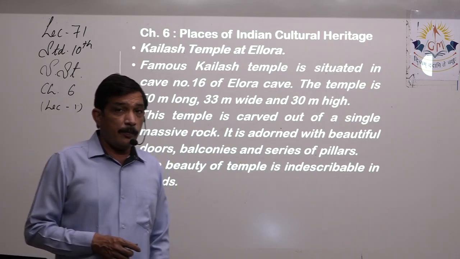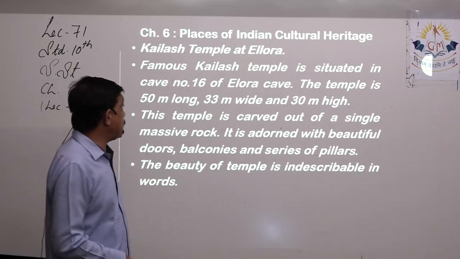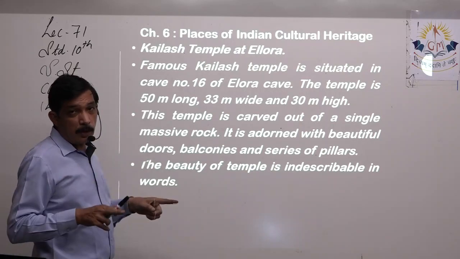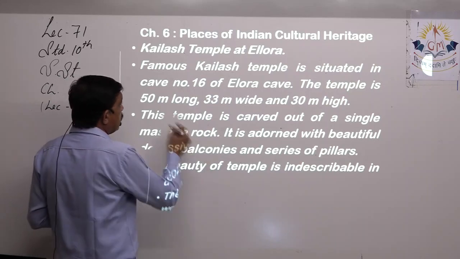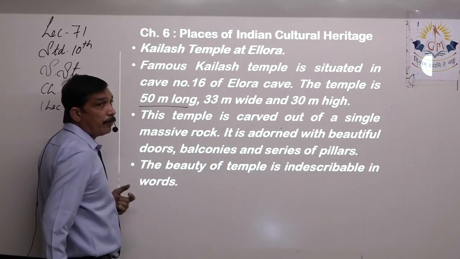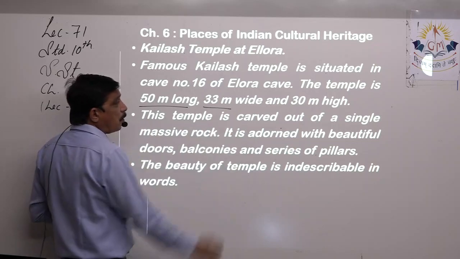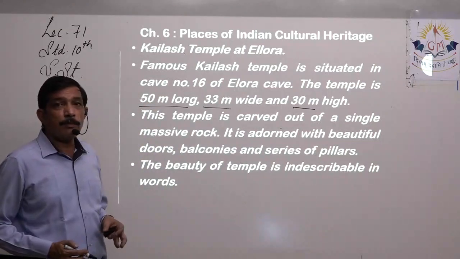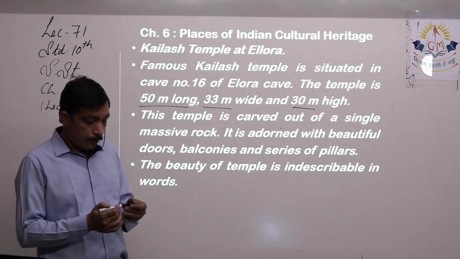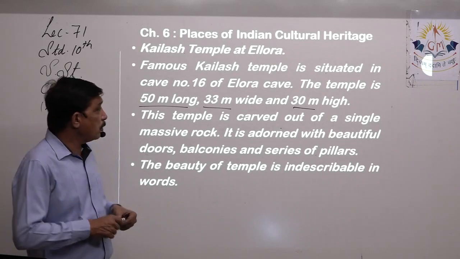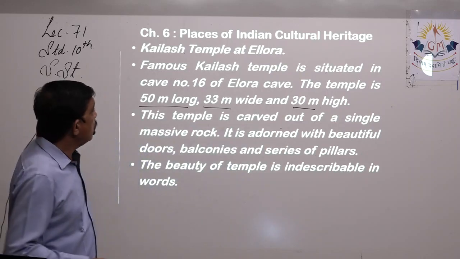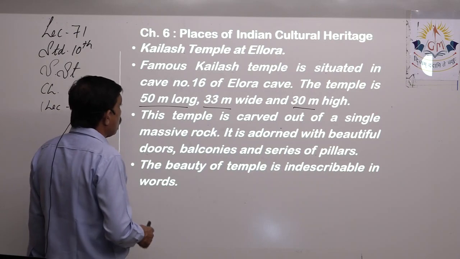The temple is a single rock cut temple. What is the length of the temple? The temple is 50 meters long, 33 meters wide and 30 meters high. You are just 1.2 meters, right? So this is 30 meters high, approximately 24 or 25 times your height, right?